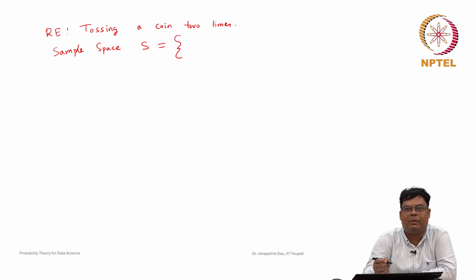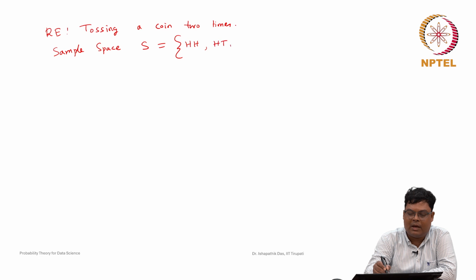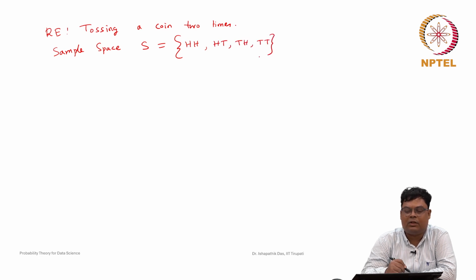So, that means 2 observations we will get for every run of this experiment. Either it will be both heads, or one head one tail, or maybe one tail one head, and both may be tails. So, this is HH, it may be HT, it may be TH or TT. This is the sample space, all possible outcomes. In which run which outcome will appear, we do not know.